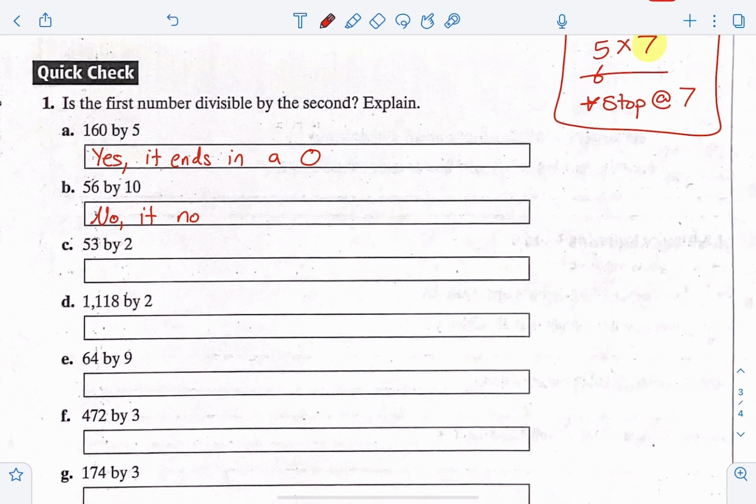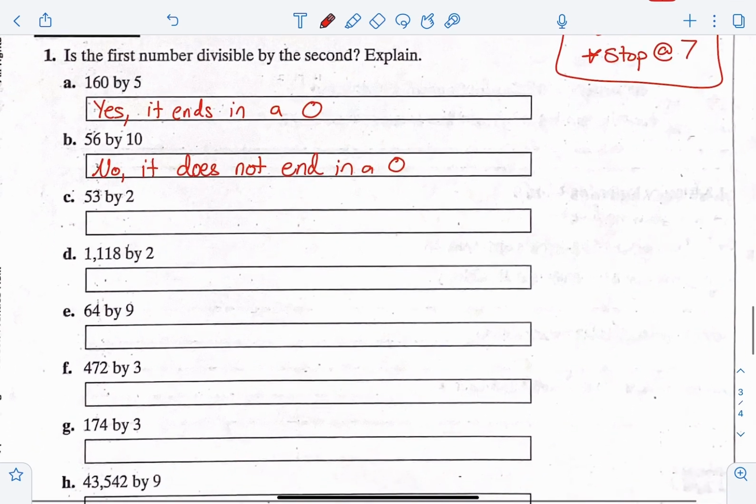It does not end in a 0. Okay, what about 53 by 2? Well, 53 by 2, we said for 2s it needed to be an even number, okay, or it needed to end in 0, 2, 4, 6, or 8, and this ends in a 3. So we're going to say no, not an even number. Because your other statement would be no, does not end in 0, 2, 4, 6, or 8.